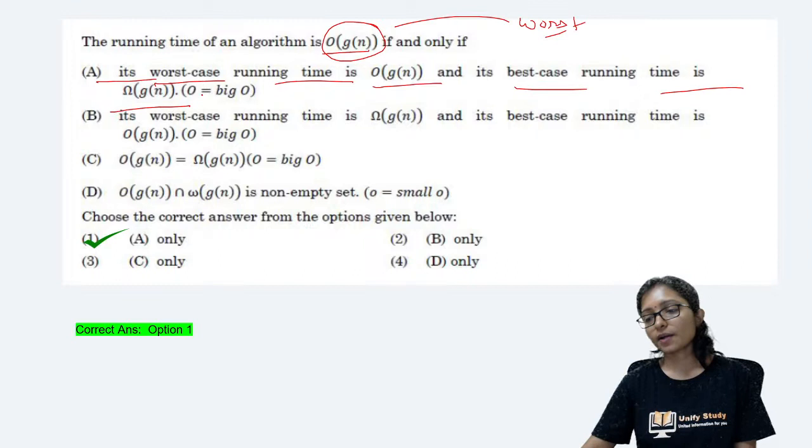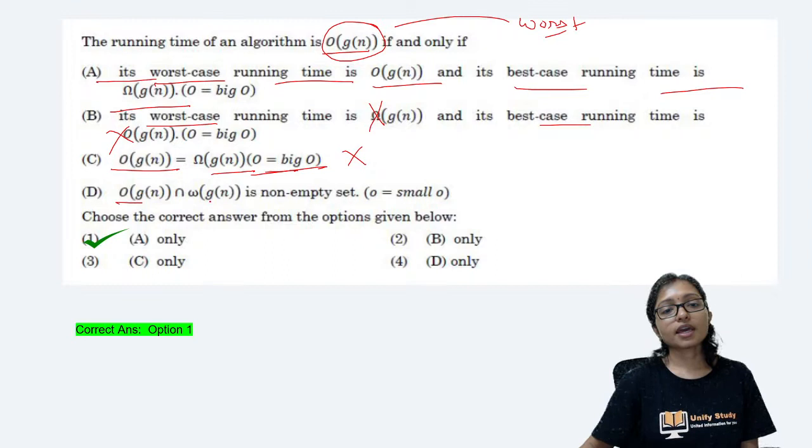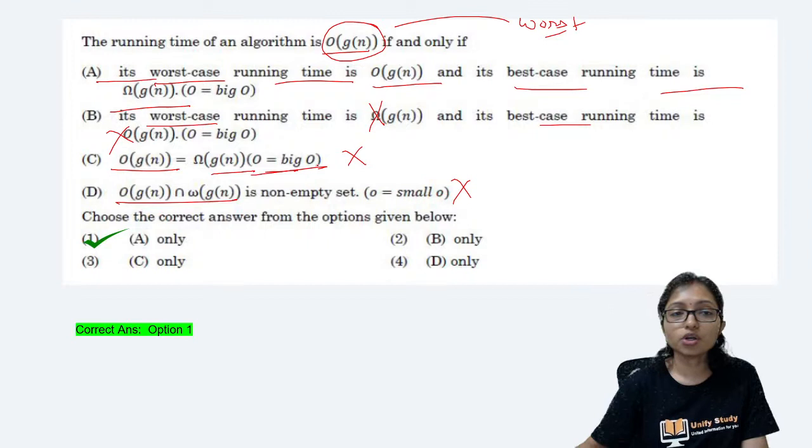That is correct, because here it is given worst case. It is worst case is omega? No, best case is big O? That is wrong. Here it is given that big O and omega both are same, then it will be theta. That is theta, so that's why it is wrong. Here also, intersection non-empty, this type is not there, so this is also wrong. So option A is the correct answer.